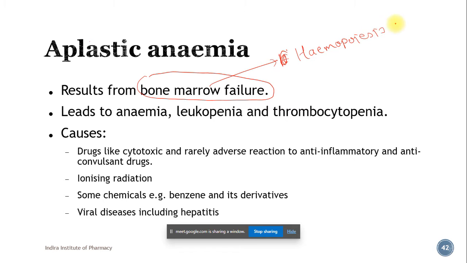Okay, it is responsible for the hemopoiesis, that is formation of blood cells. So if bone marrow fails to do its normal physiological role, then we can say the bone marrow has failed. So it is bone marrow failure, and it leads to anemia.